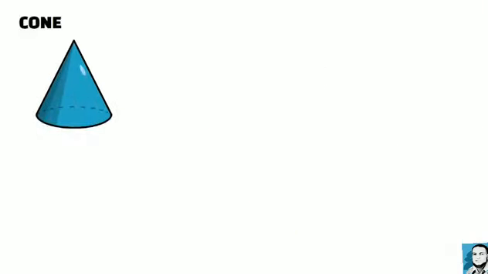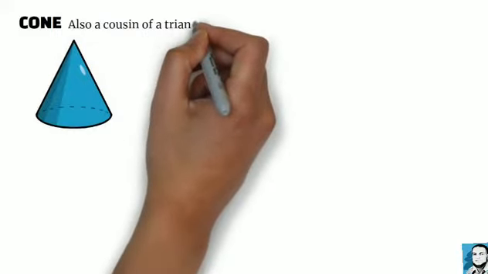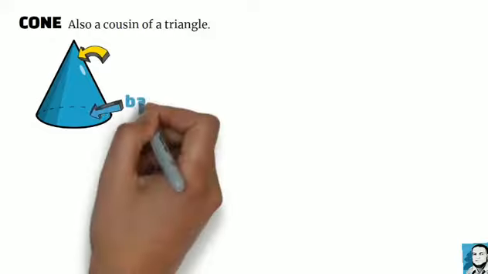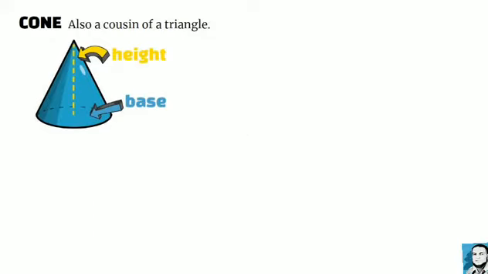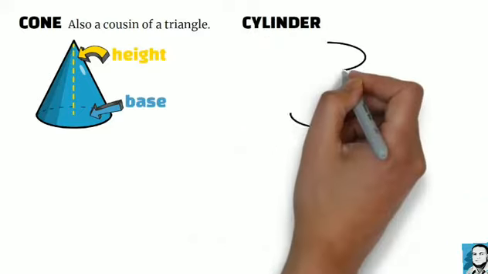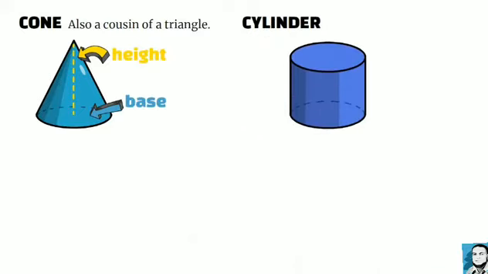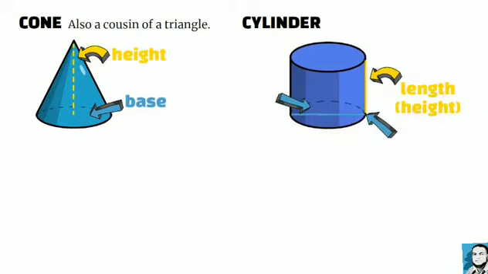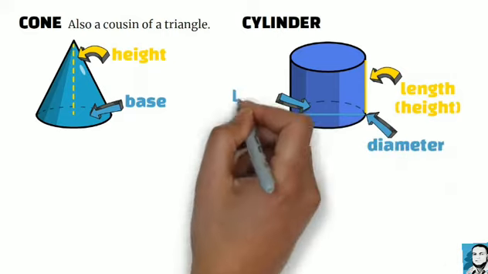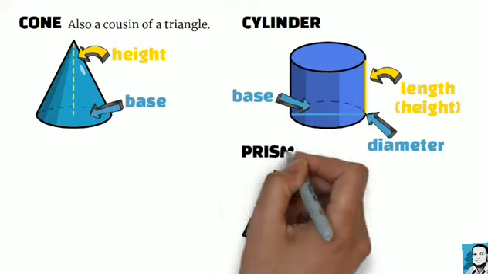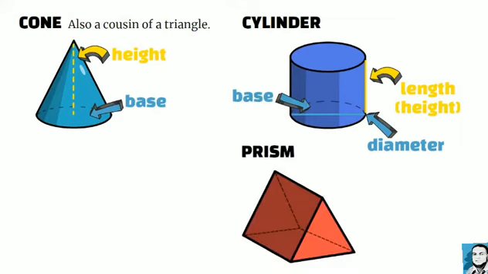A cone, also a cousin of a triangle. The most important dimensions here are the base and the height. A cylinder, the most important dimensions here are the length or a height, diameter or a base. Other common object is a prism.